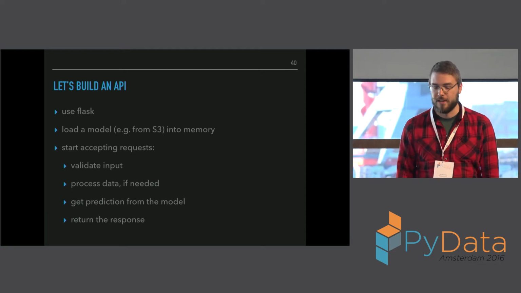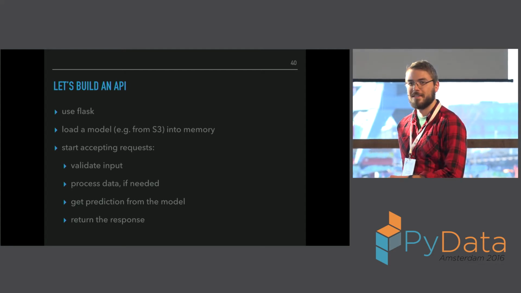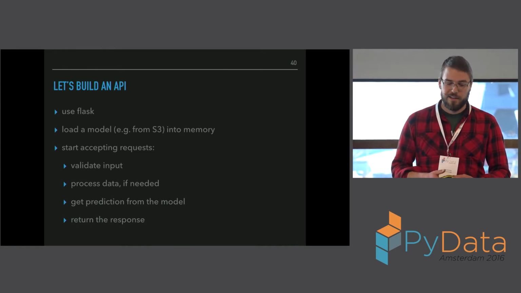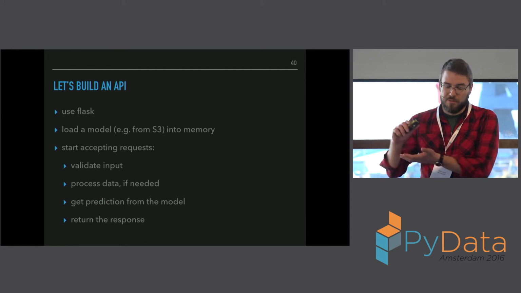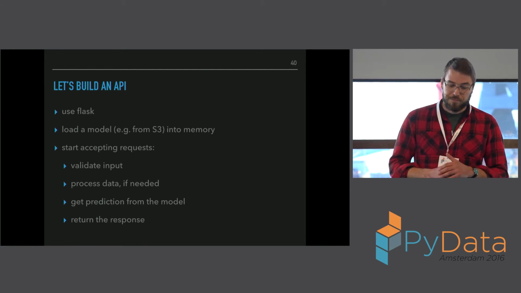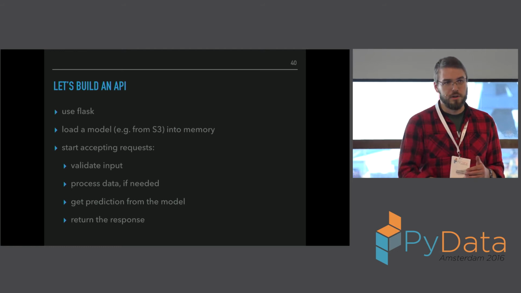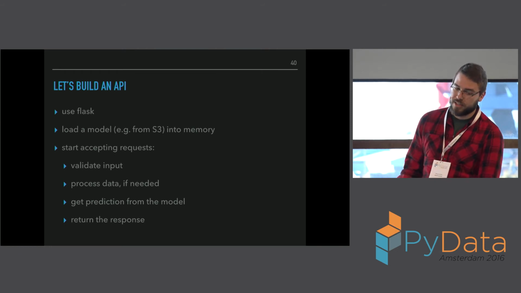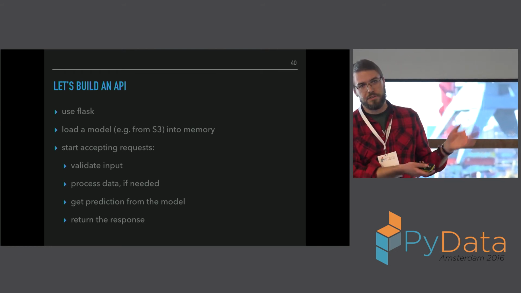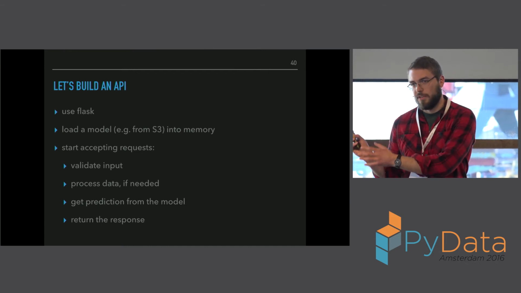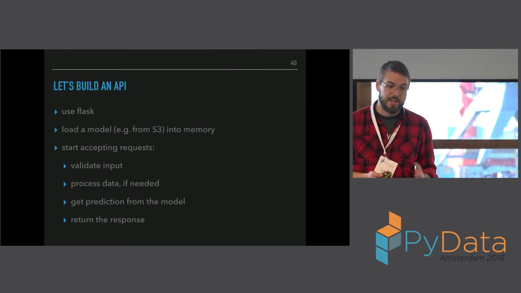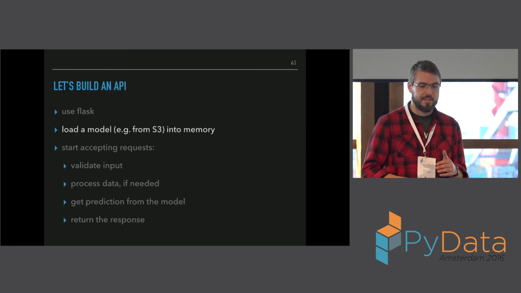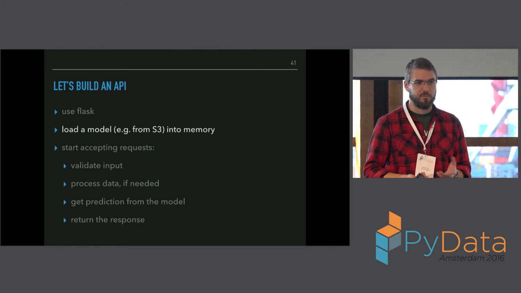So let's build an API. Has anyone used Flask? Cool. So Flask is great. It makes it really easy to build an API. It's kind of like Django, but really stripped down and really easy to use. So to do the predictions, we load the trained model into memory, and then start accepting requests. So get a bunch of JSON data, convert it into whatever features you want, give it to the predictor, and return the response again as JSON. Pretty straightforward. The question is, how exactly do you serialize and load your model in a sane way?